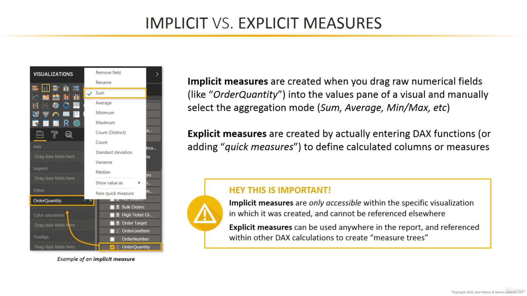But what's great about explicit measures is that they can be used anywhere in the report once you create them, and referenced within other DAX calculations to create more complex formulas, or something that we call measure trees. So for instance, if we wanted to take the sum of order quantity and then nest that within another function, like total orders minus total returns to come up with net orders, we would have to create an explicit measure in order to access those component values. So let's jump into Power BI and I'll show you what I mean.